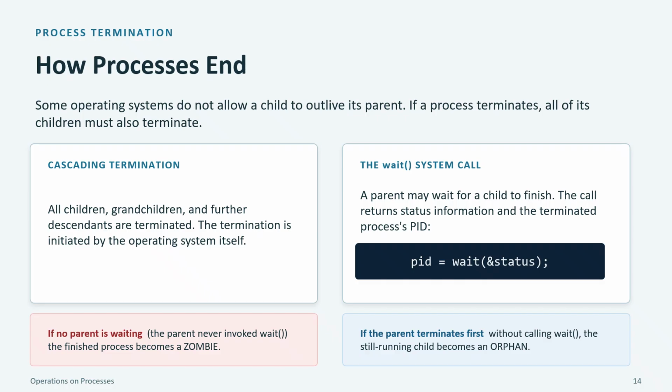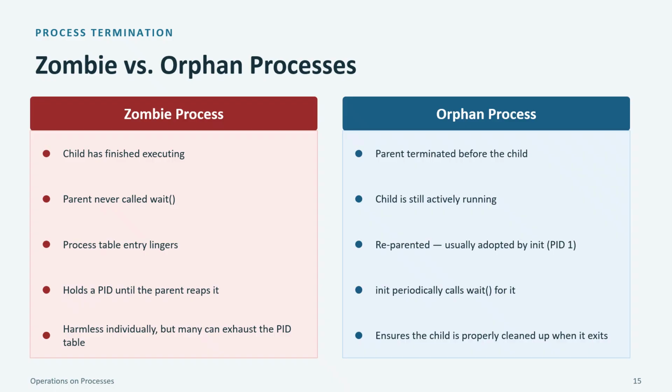Now let us discuss the wait system call again. A parent can use wait to wait for a child to finish. The call can return information about the child's termination and the PID of the terminated child. But what happens if the parent does not call wait? This can result in a zombie process. And if the parent terminates before the child, the child becomes an orphan process. These two concepts are very important. Let us understand them clearly in the next slide. This is an important comparison.